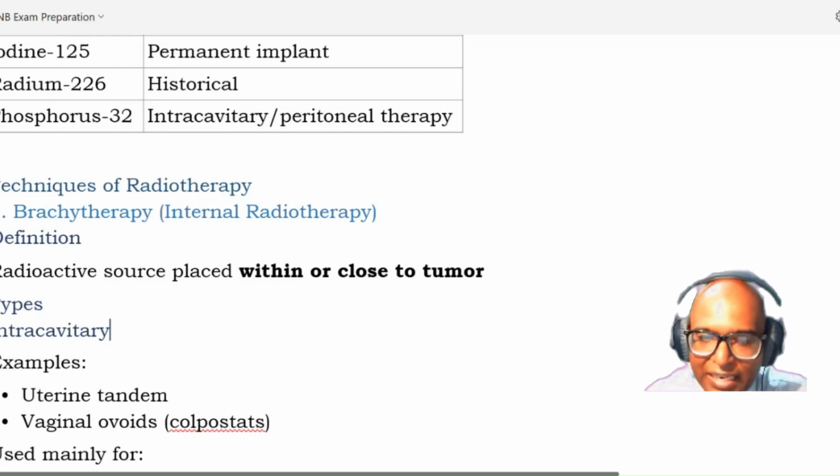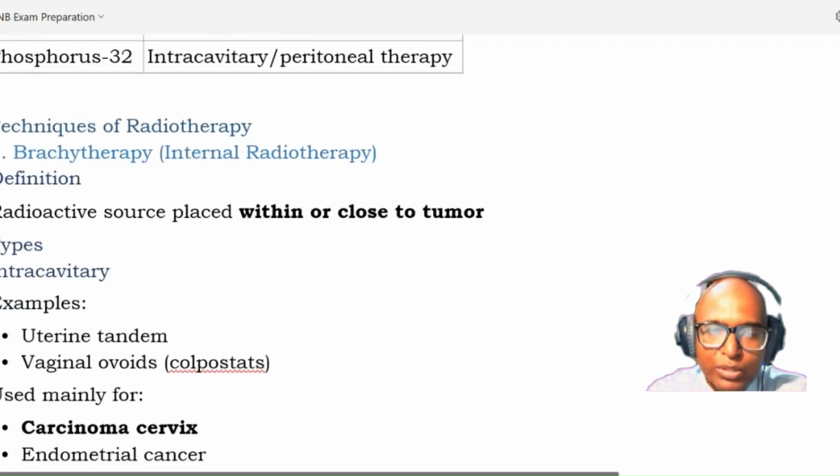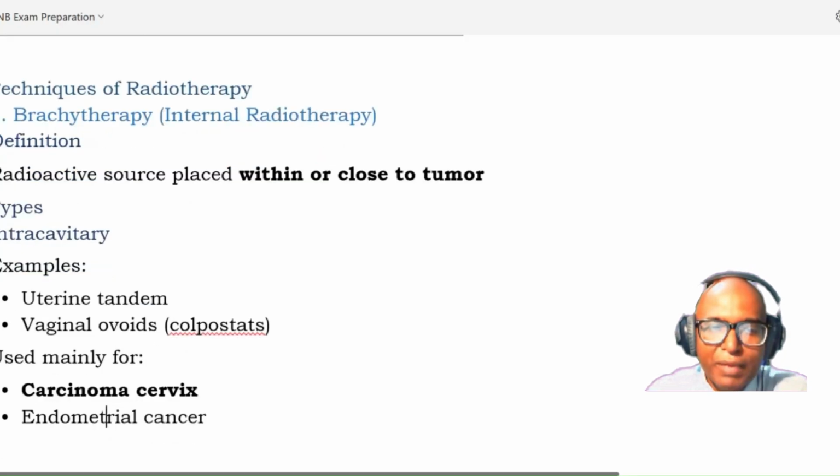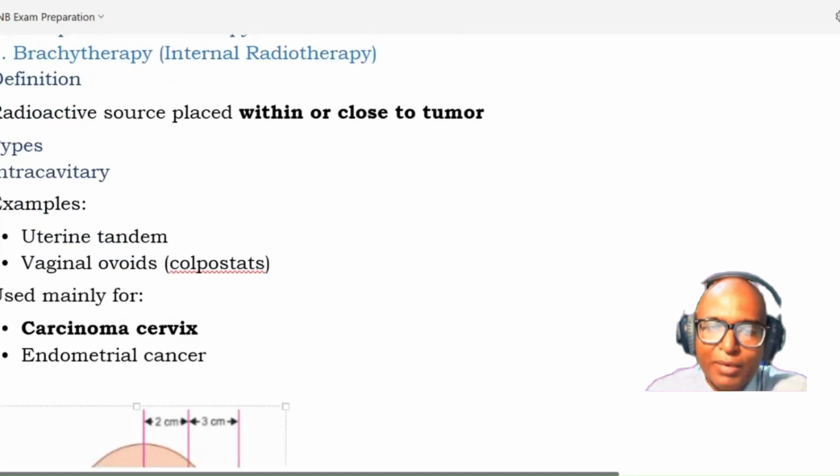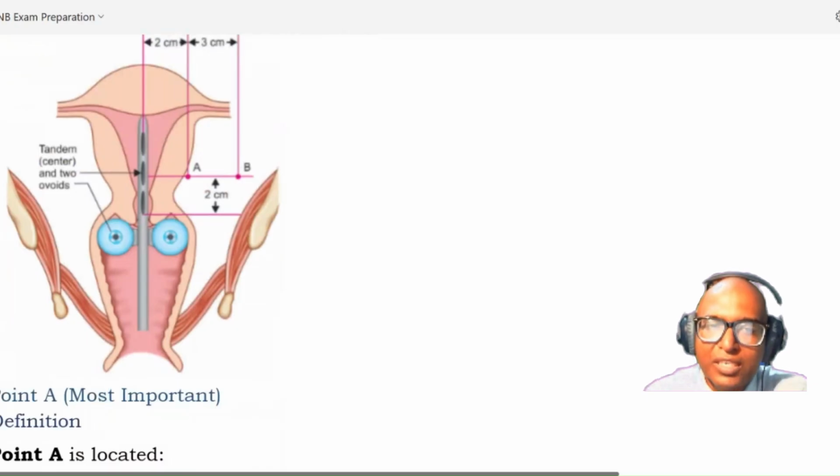Okay, so in intracavitary, the examples are uterine tandem or vaginal ovoids or colpostats. Okay, so it is mainly used for carcinoma of cervix, endometrial cancer, etc. So if you see this carcinoma cervix treatment, here there is a tandem and these are the two ovoids.